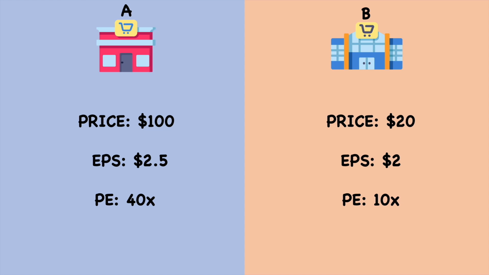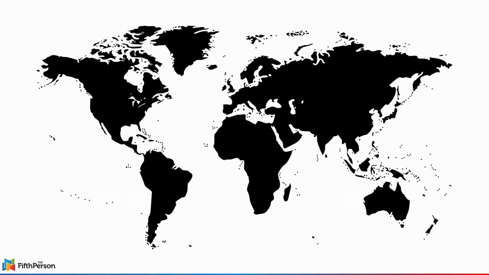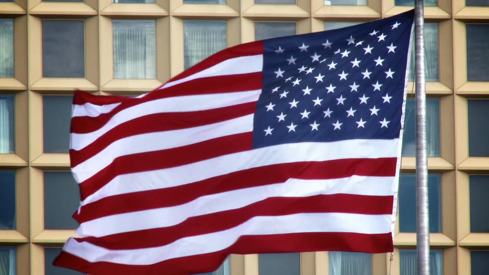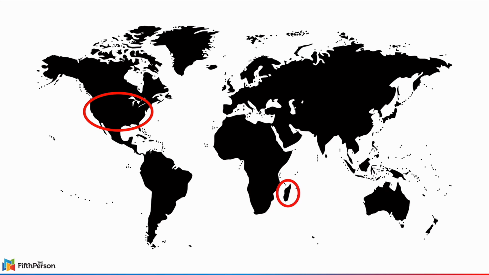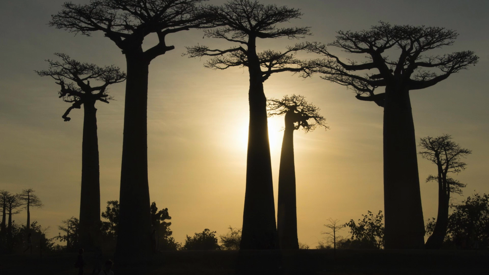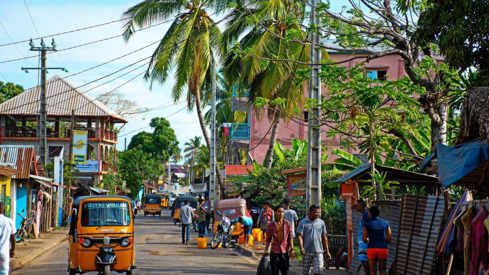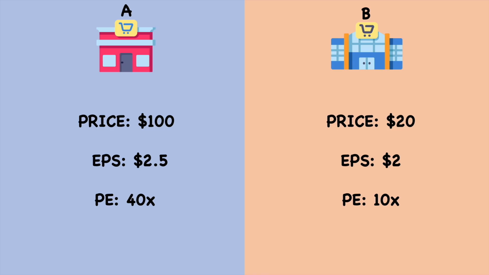For instance, what if I tell you that company A's supermarket business is in the United States, which has a 328 million population, and company B has its supermarkets in Madagascar, which has a 26 million population. So even though company A has a higher P/E, it has a much larger growth potential as compared to company B, which has a lower P/E. So always look for companies which have good growth potential. The general rule of thumb is you want to look for companies that have a lower P/E but huge growth potential.